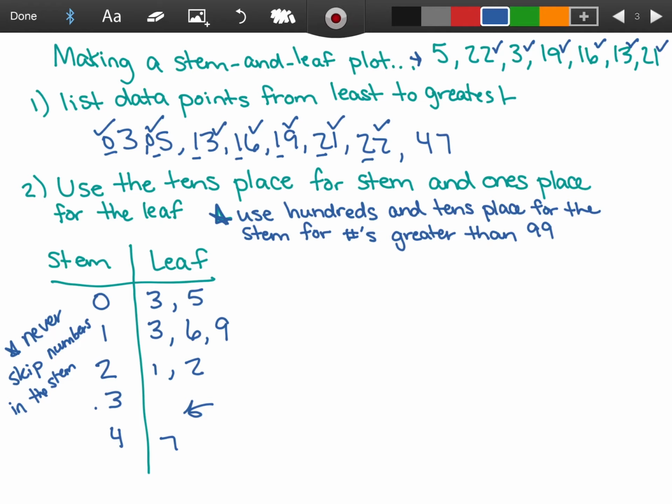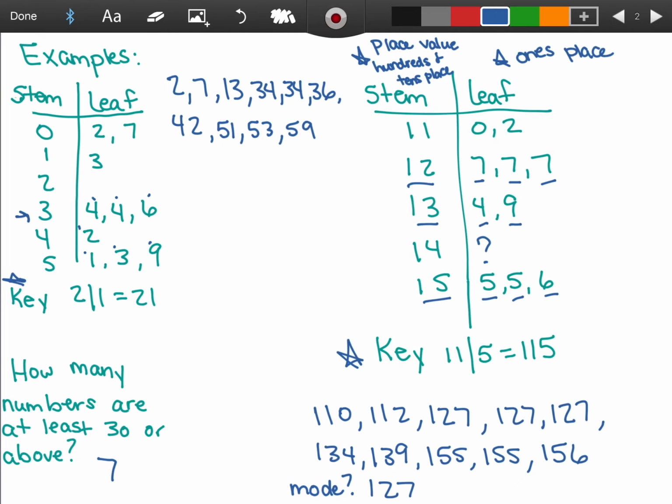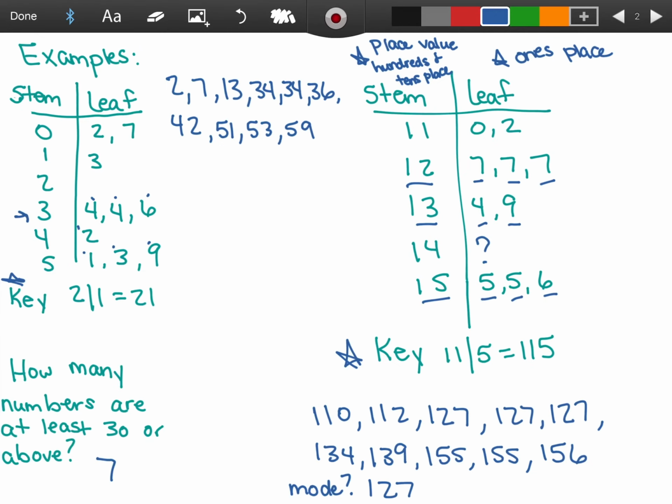Okay, let's go back. Just a quick review. Stem and leaf plots are just a type of graph used to organize data. Your data always has to be listed in order from least to greatest. So your stem will always go from least to greatest, and your leaf will always go from least to greatest. Key is really important. The key will help you more than anything. Stem, once again, is your tens place or your tens and hundreds place, depending on how big your number is. And your leaf will always be your ones place.